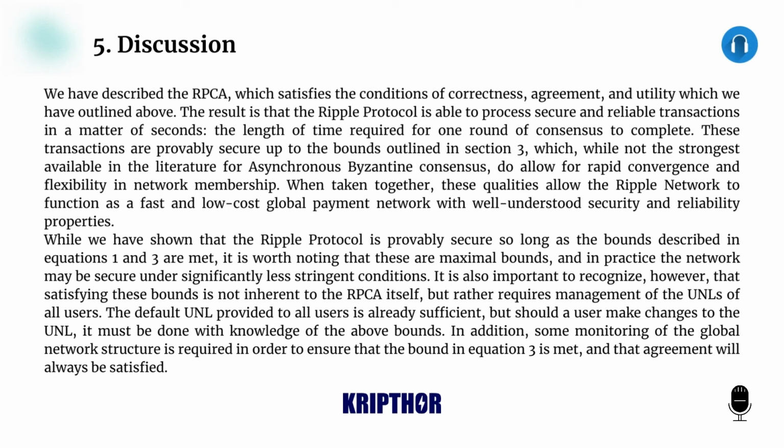It is also important to recognize, however, that satisfying these bounds is not inherent to the RPCA itself, but rather requires management of the UNLs of all users. The default UNL provided to all users is already sufficient, but should a user make changes to the UNL, it must be done with knowledge of the above bounds. In addition, some monitoring of the global network structure is required in order to ensure that the bound in equation 3 is met, and that agreement will always be satisfied.